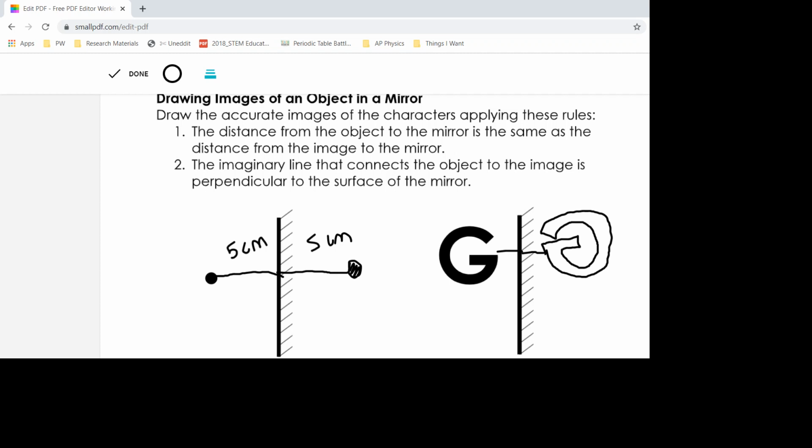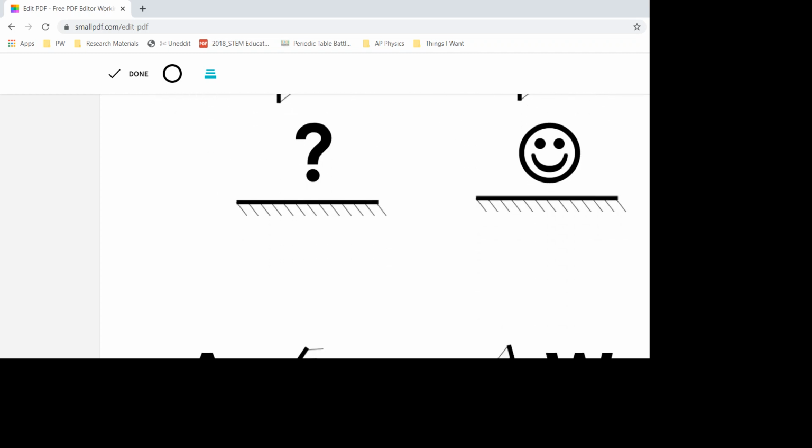So we know that it's not just going to be G shifted over, because if we measure the distance from this point right here into the mirror, it has to be the same distance as where the image is going to be. So that's why I don't have the G just looking like it normally would, but on the other side of the line. Okay, let's go down to the next one, which is going to be a question mark and a smiley face.